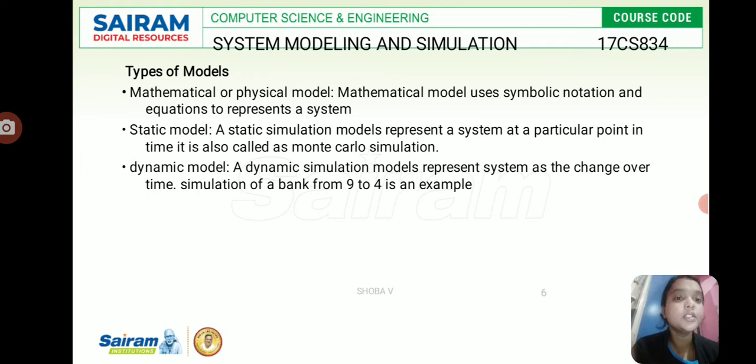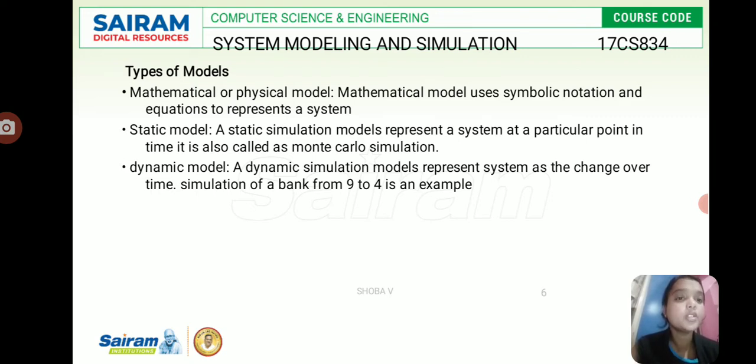And a static model represents a system at a particular point in time, and we can also call this a Monte Carlo simulation. So the static model, we can also call it a Monte Carlo simulation. And a dynamic simulation model represents a system as it changes over time. Simulation of a bank from 9 to 4 is a very good example for this dynamic model.